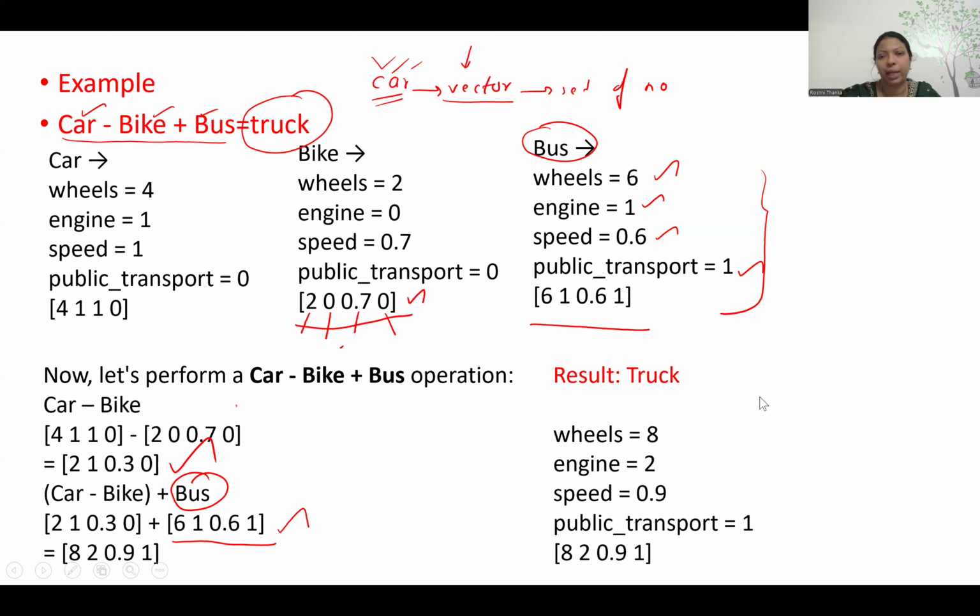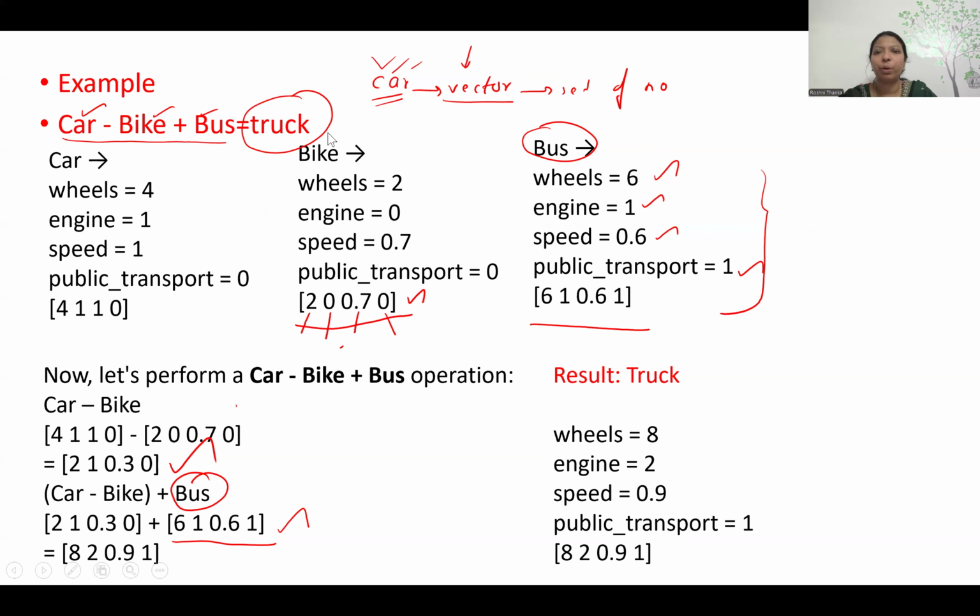A hand-coded example, I can say. I have hand coded it by taking all these features. I have assigned some values. So for this mathematical operation, I'm getting the answer 8, 2, 0.9, 1. Same answer I got for truck. So car minus bike plus bus is truck.